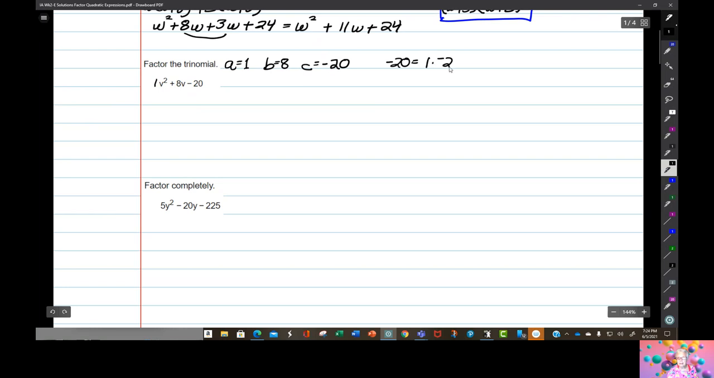Negative 20 equals 1 times negative 20, 2 times negative 10, 3, no, won't go evenly, 4 will though, 4 times negative 5, or the other way around, negative 1 times positive 20, negative 2 times positive 10, negative 4 times positive 5. Negative numbers always equal a positive number times a negative number. All right, I have to ask myself, self, which one of these factors will add up to positive 8? How about negative 2 and positive 10? Negative 2 plus positive 10 equals positive 8.